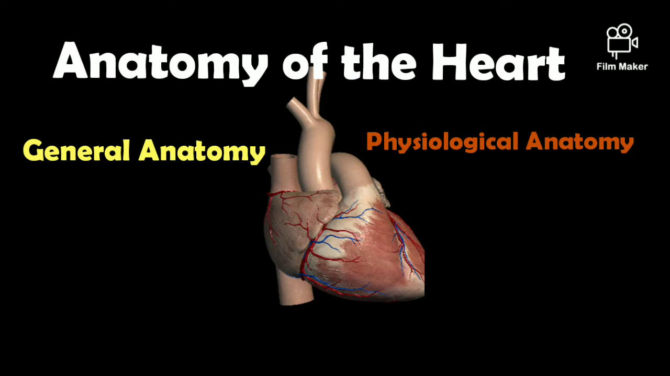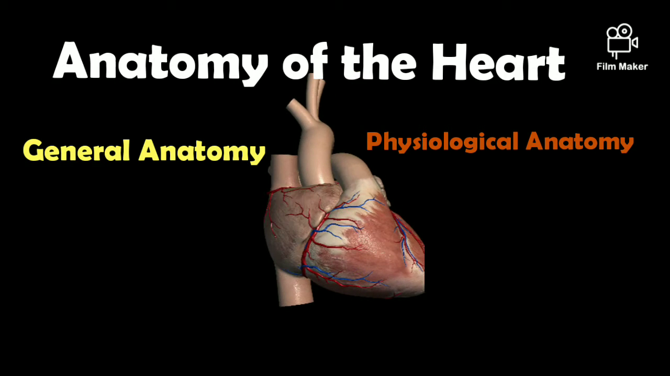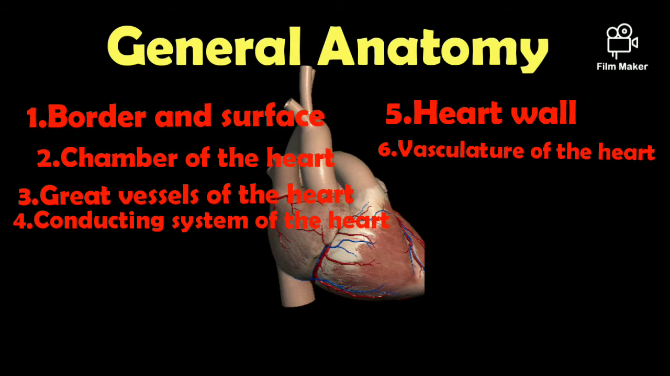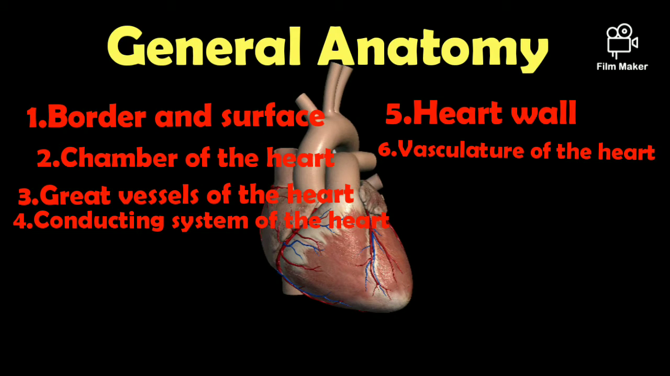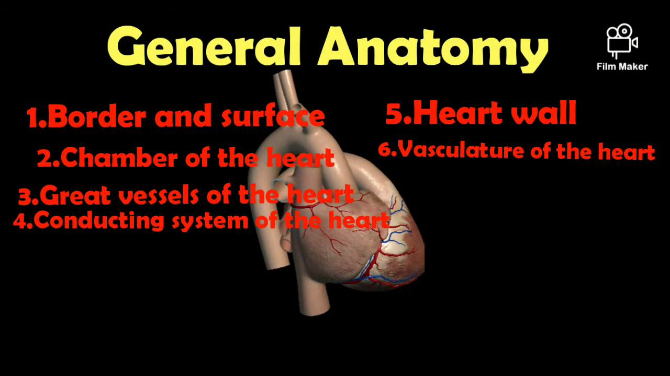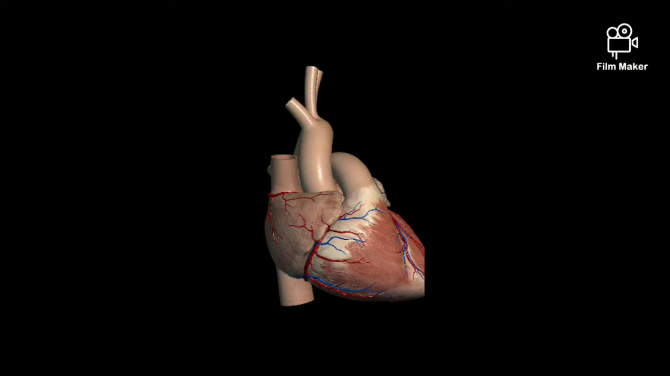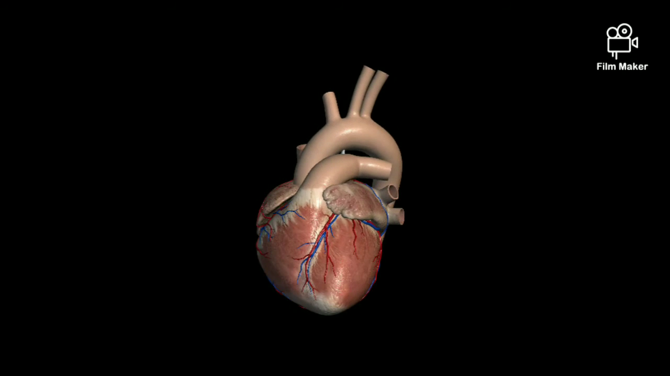First, we will discuss the general anatomy of the heart, and then the physiological anatomy. So basically, we will discuss the general anatomy in 7 points: first, borders and surfaces of the heart; second, chambers of the heart; third, great vessels of the heart; fourth, conducting system of the heart; fifth, heart wall; sixth, vasculature of the heart; and seventh, wall of the heart. So that all topics related to the heart will be covered.